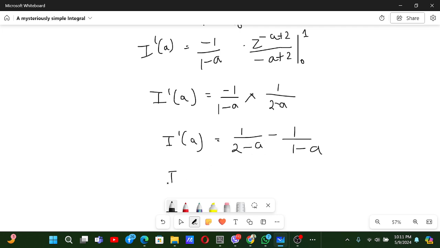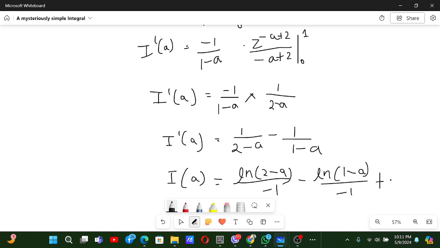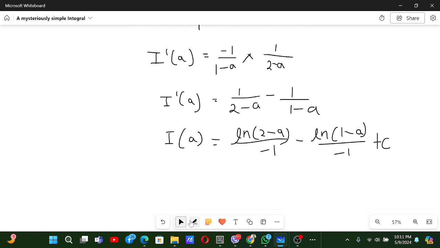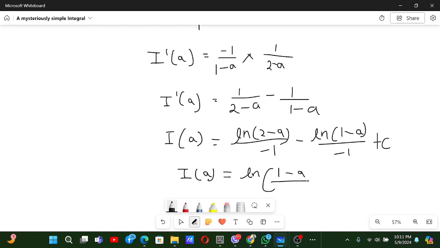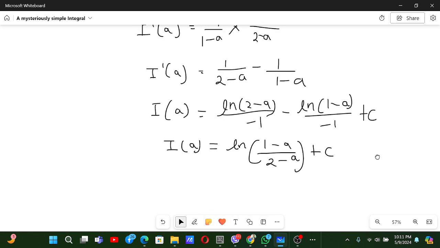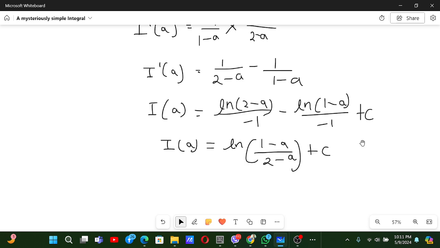Now let's try to find its integral. The integral of 1 by 2 minus a is ln of 2 minus a divided by minus 1, minus ln of 1 minus a divided by minus 1, plus c. And so we get I of a as ln of 1 minus a by 2 minus a plus c. So now we just need to find c, and that will give us the answer.